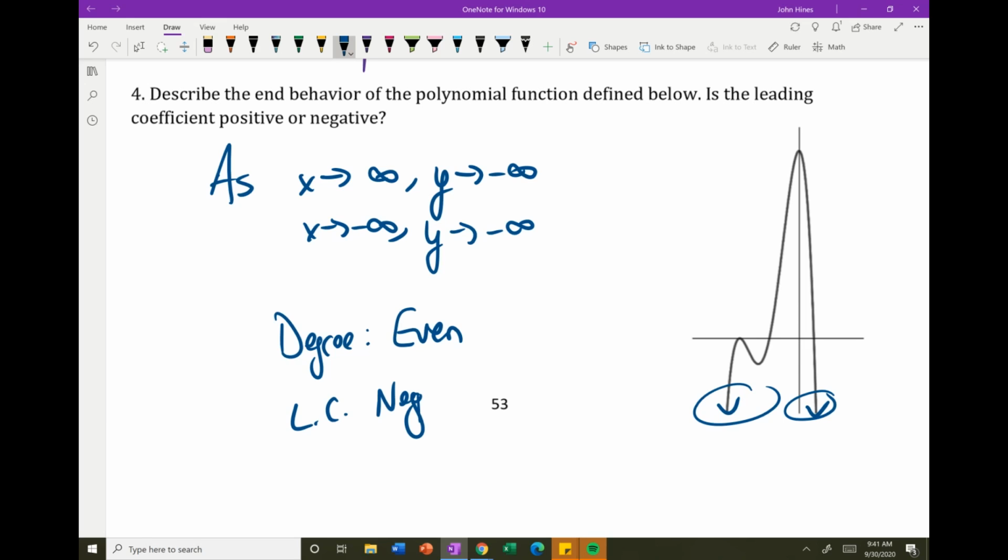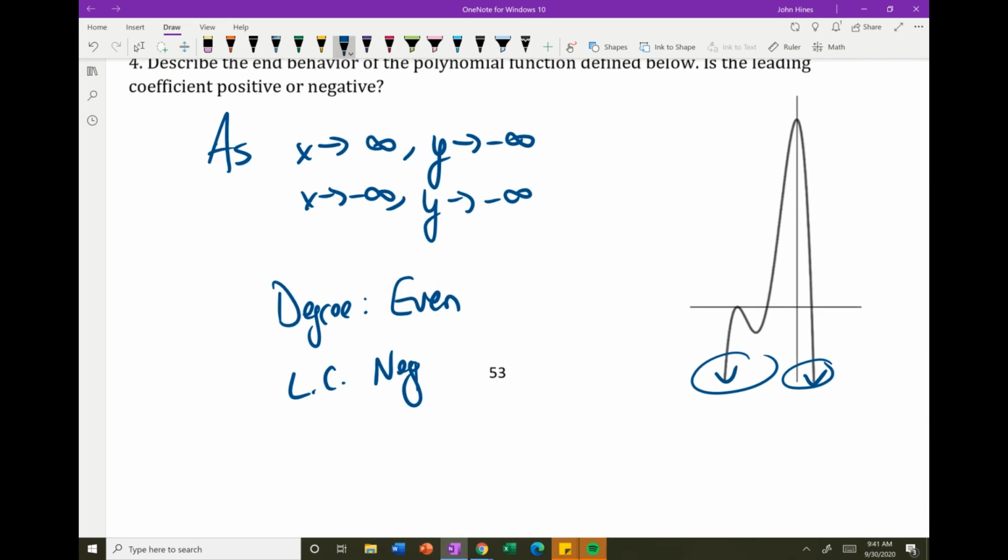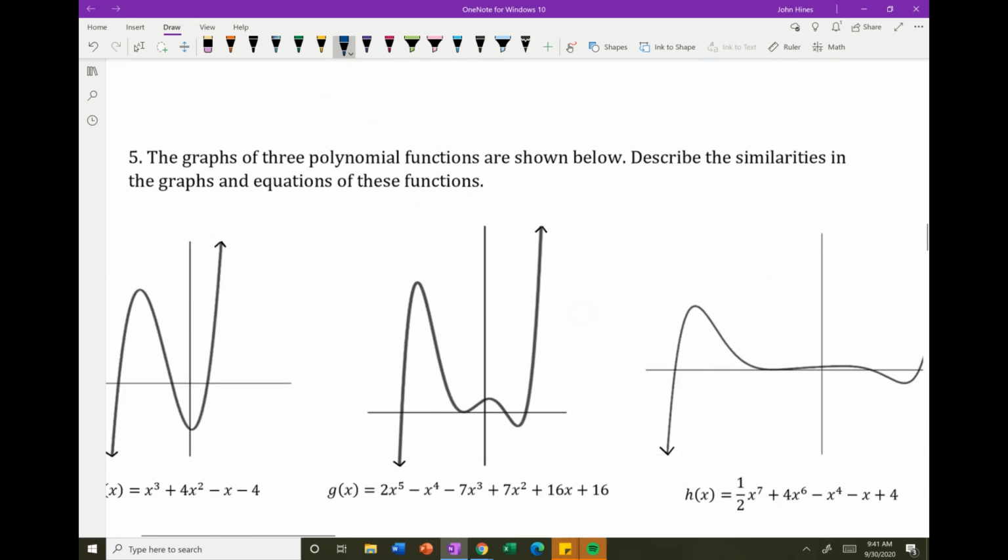I have no idea what the equation is, but I can describe that first term for you. I don't know anything about the zeros or any of that stuff. I know what's happening at the end behavior.